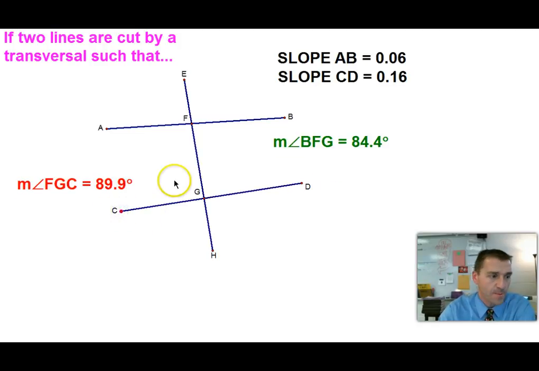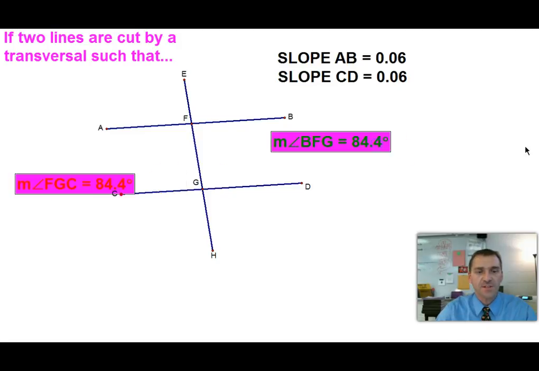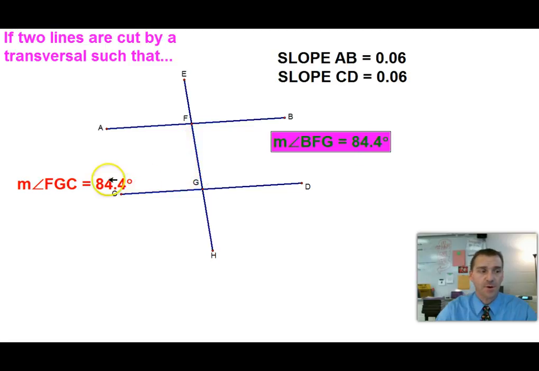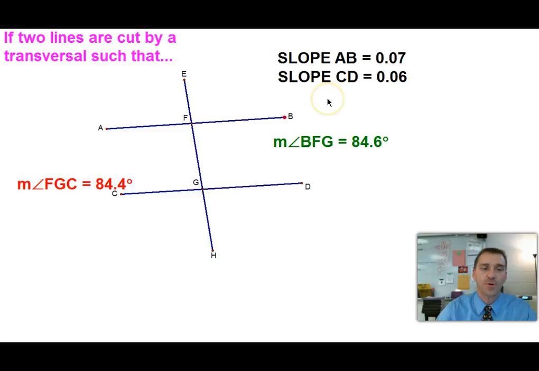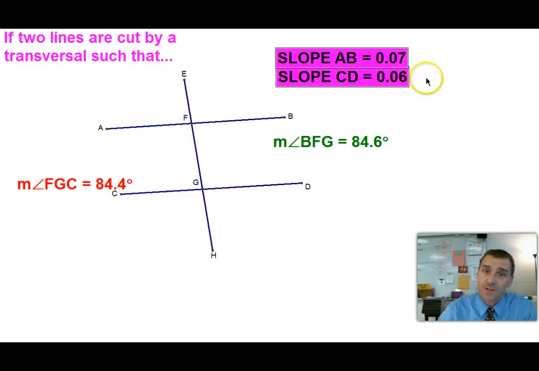So as I grab hold of this point, I'll pull it up until I get 84.4. So 84.4, there we go. As soon as I put it at 84.4, these alternate interior angles are now congruent. As soon as I made them congruent, did you notice this? Bingo. Look at their slopes. They're exactly the same. Now watch this. Let me take this point and move it one simple little tenth of a degree off. As soon as I move it 1/10 of a degree off, 84.6 degrees compared to 84.4, those angles are incongruent. And notice, the slopes aren't the same anymore.